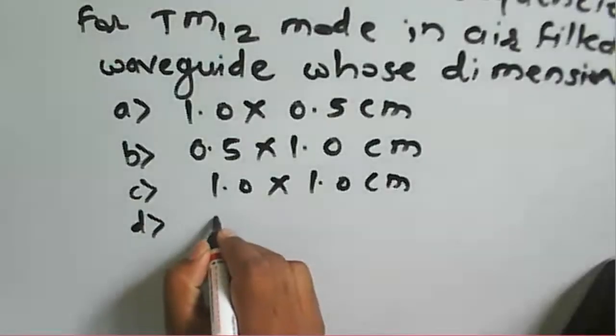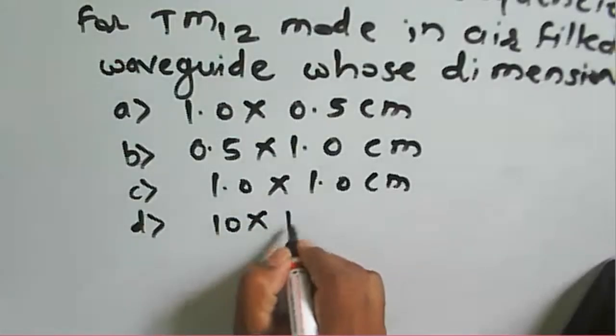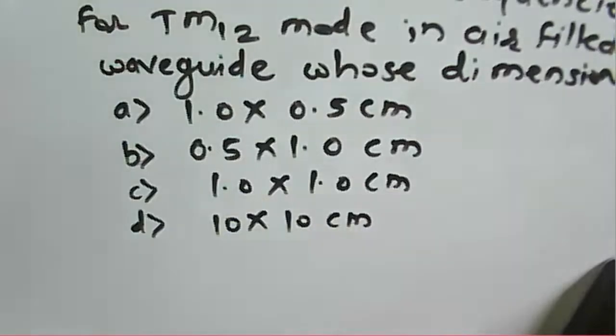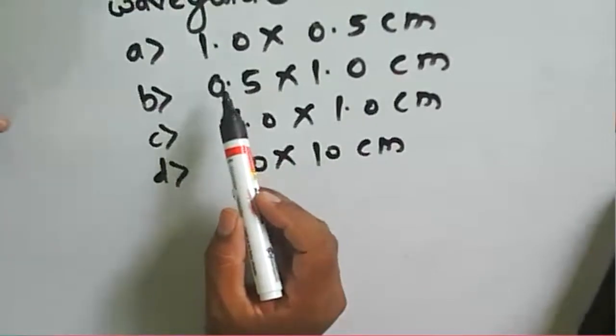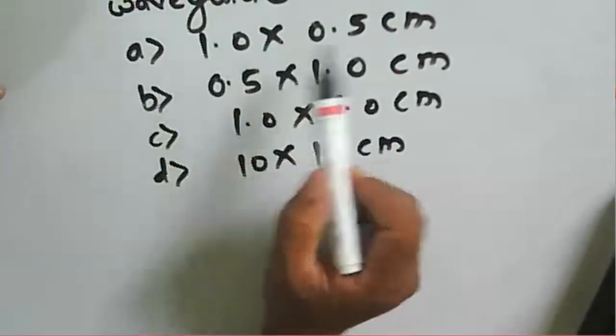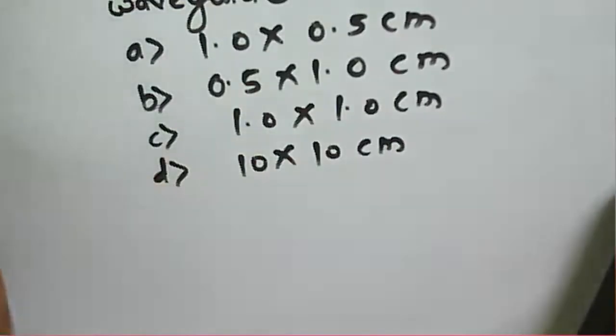Then D: 10 by 10 centimeter. Now that A and B are given, in the first case A is 1.0 and B is 0.5 centimeter. So for these four cases, our aim is to find the cutoff frequency.